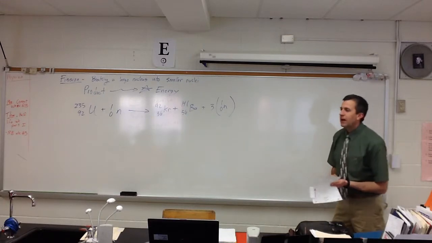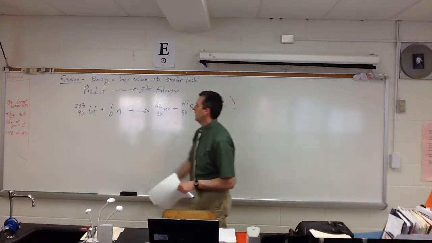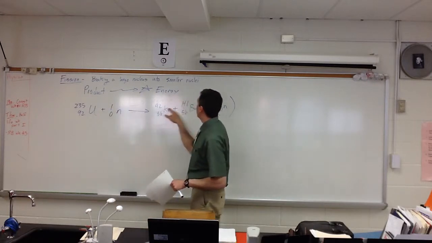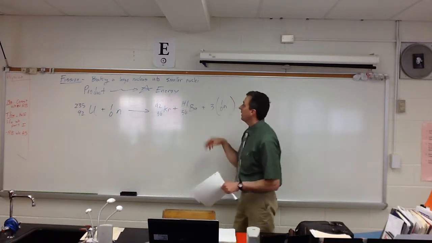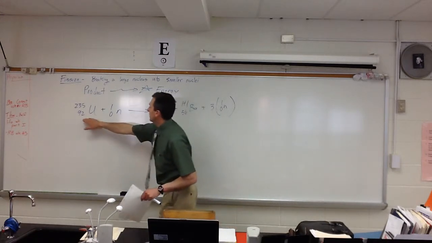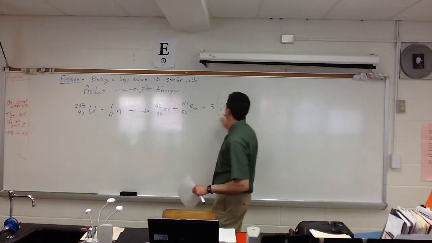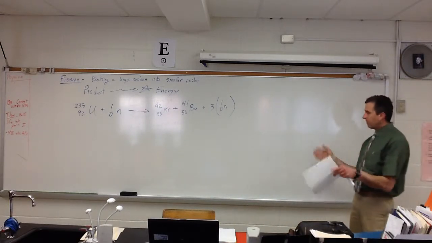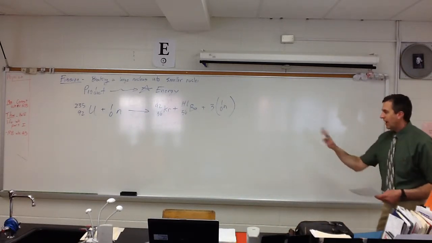Now you can check my math here to see that I got this right. On the top you have 235 plus 1, 236. 92, 141, and 3 gives you 236. And on the bottom it's got to add up to 92. It adds up to 92. So at a glance you're thinking this is all balanced, and in chemistry we'd be happy, we'd move on.